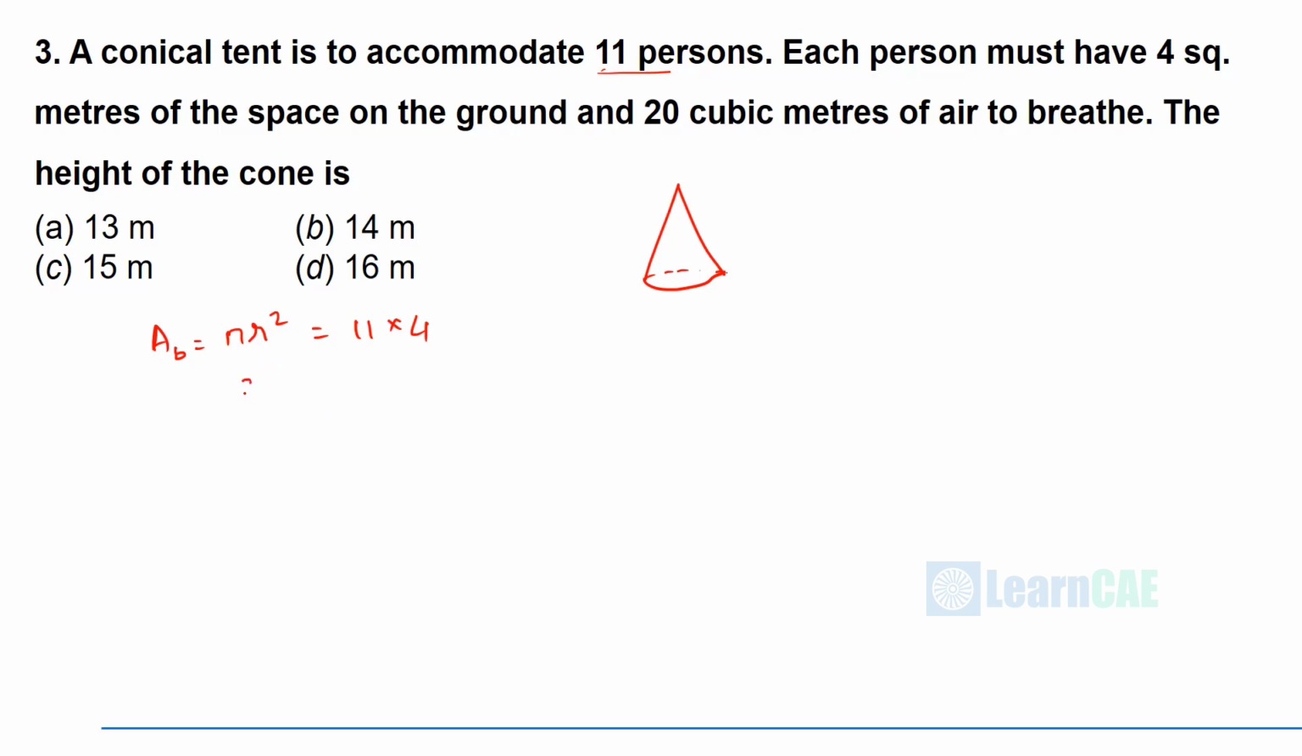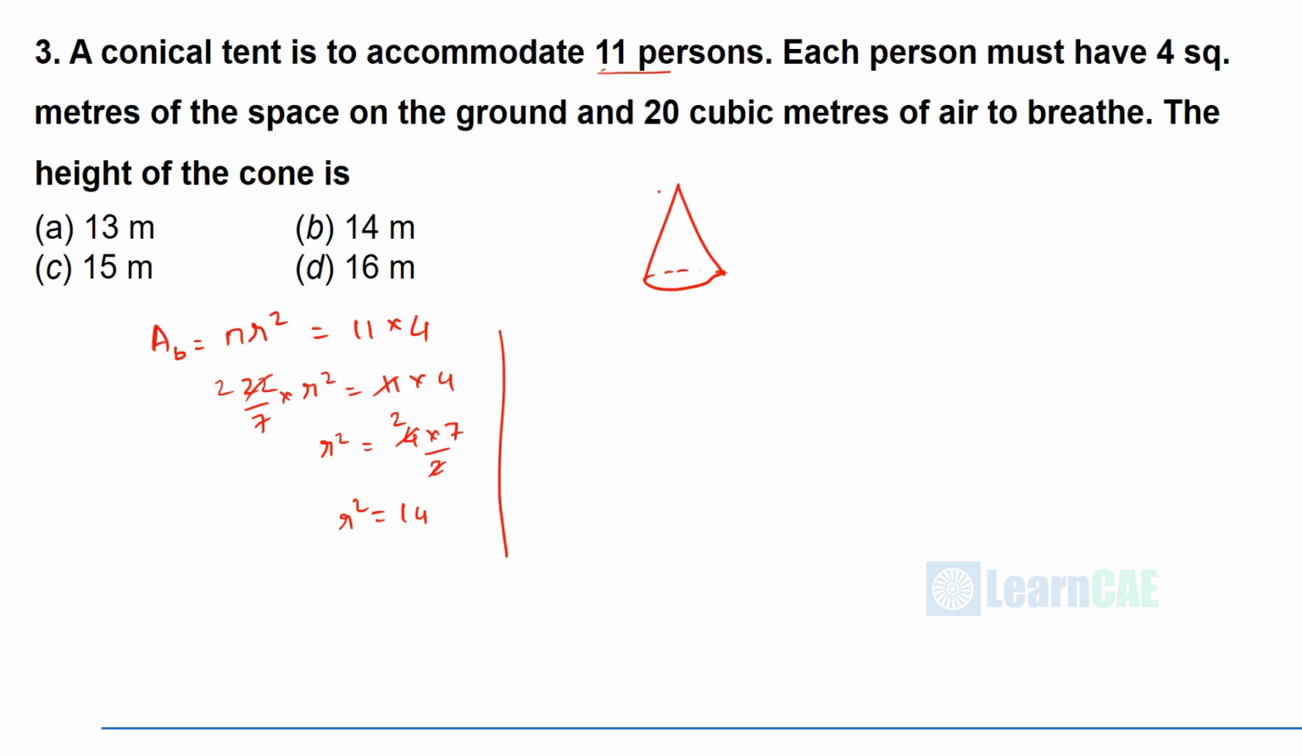So we can substitute the values. 22 by 7 into r square is equal to 11 into 4. This will be 2. R square will be equal to 4 into 7 by 2. This is 2. This is 2 into 7, 14. R square will be equal to 14. Let us leave it as such.